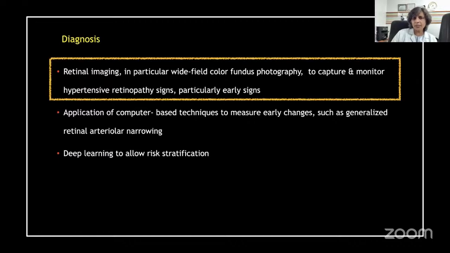Diagnosis most importantly by wide field digital color fundus photography, and nowadays the application of computer-based techniques to measure early changes and deep learning to allow risk stratification for stroke and heart disease.